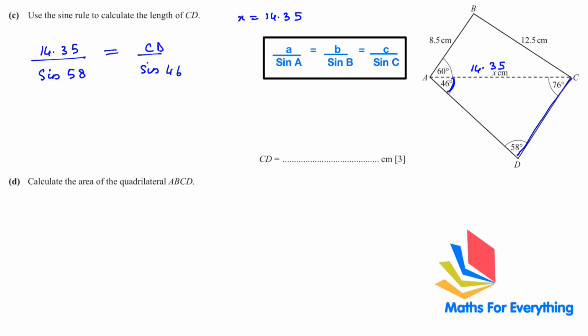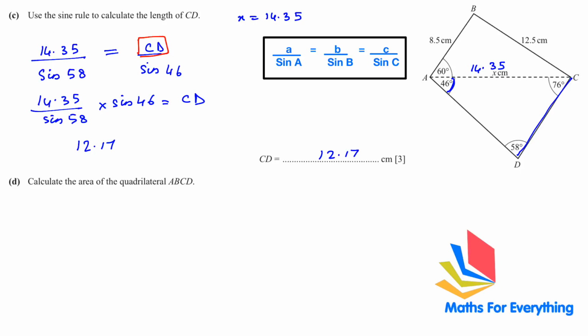Now we have to make CD the subject. So we'll cross multiply. We leave 14.35 over sine 58 the way it is. And this, when we move to the other side, it's a divide, so it will be a multiply. And that will give us the side CD. 12.17 is what you will get. You can leave it as 12.17 or round it to 12.2. Both are correct. We'll leave it as 12.17.